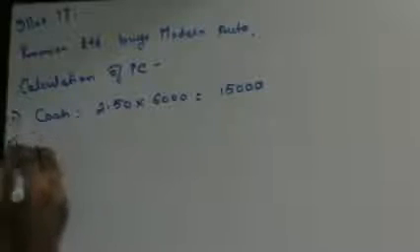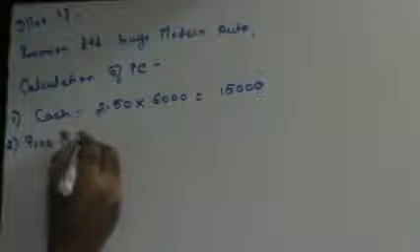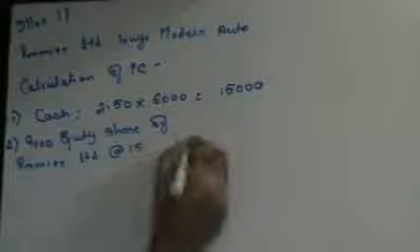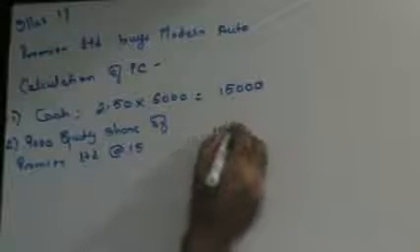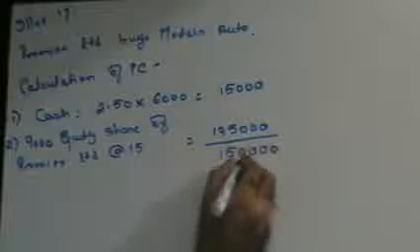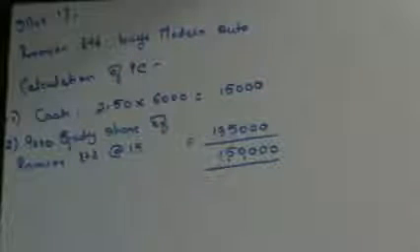Issue 9,000 equity shares of rupees 10 each of Premier Limited, having an agreed value of 15 per share. 9,000 equity shares of Premier Limited at the rate of 15. So 9,000 into 15 is 1,35,000. So my total PC is going to be 1,50,000. Right? Okay, once I have PC, let's start.